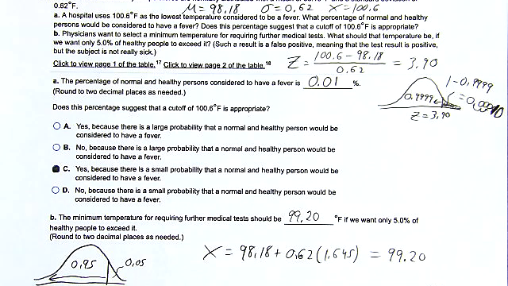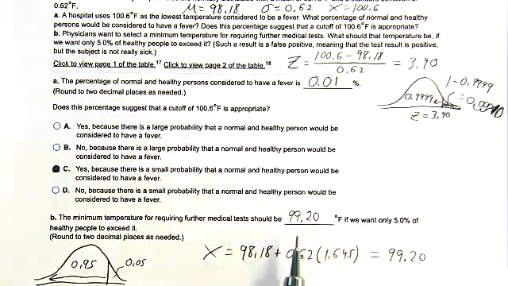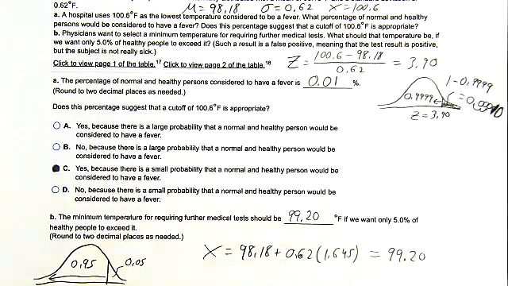So basically, their fever temperature of 100.6 was too high. So they should drop that down to 99. So they were testing people too often, basically. So if they drop this down to here, they won't have to test as many people.